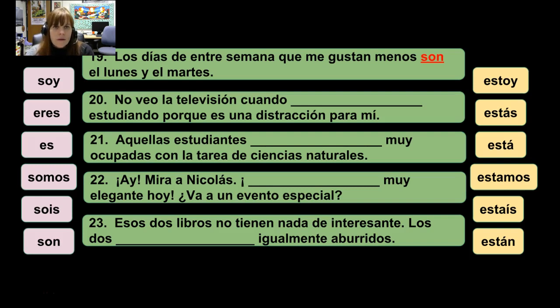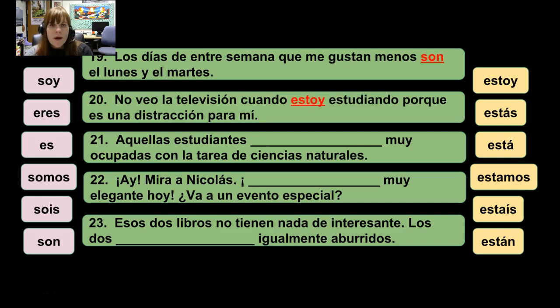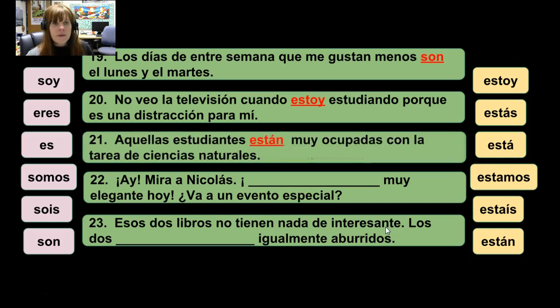No veo la televisión cuando estoy estudiando porque es una distracción para mí. I don't watch television when I am studying because it's a distraction for me. So if you guys notice the estudiando part, that's the present progressive. Número 21. Aquellas estudiantes están muy ocupadas con la tarea de Ciencias Naturales. Those students are very busy with the natural science homework. So you're talking about a condition, a state, right? They're very busy, so you're going to use the verb estar.